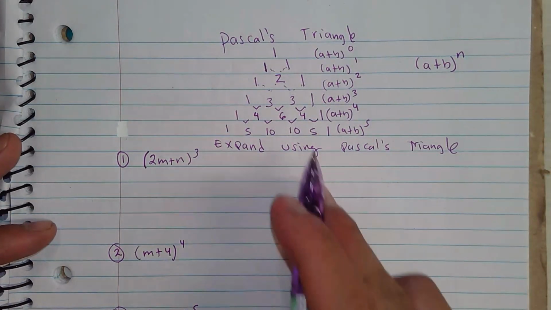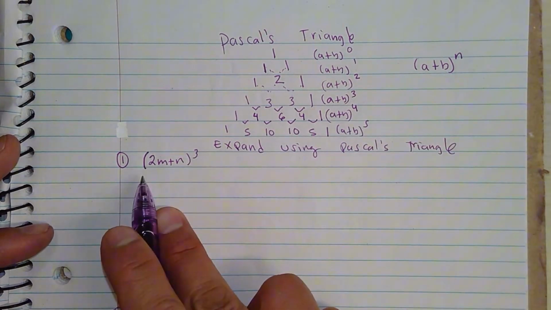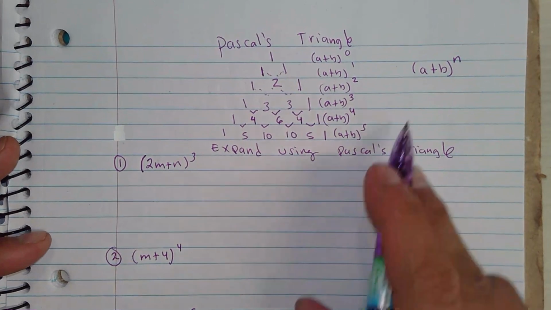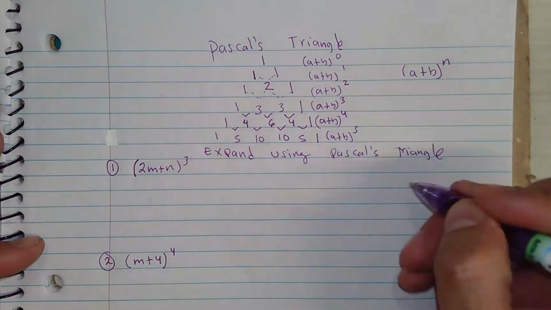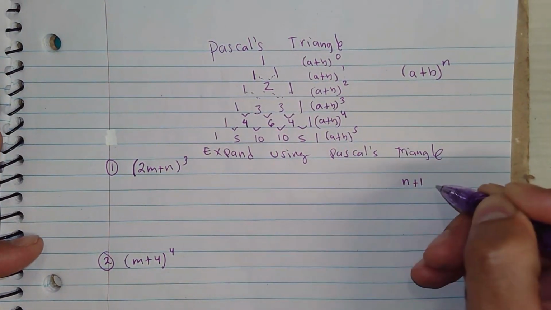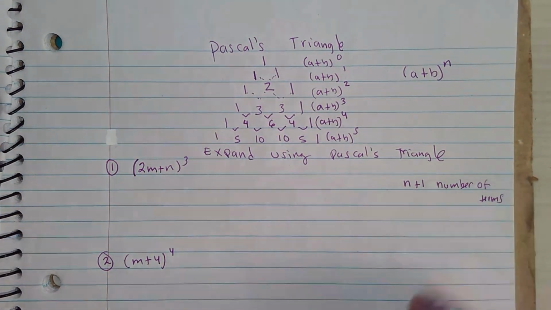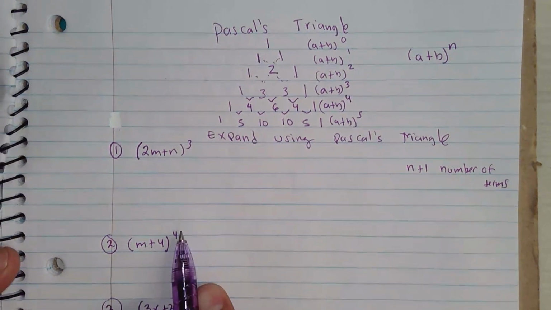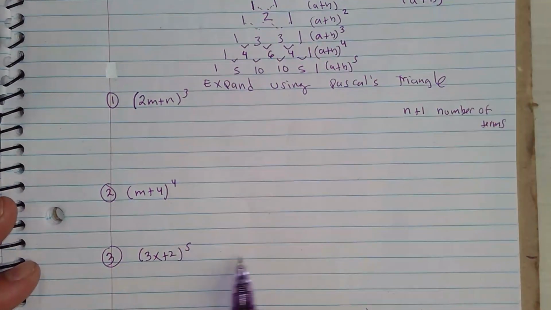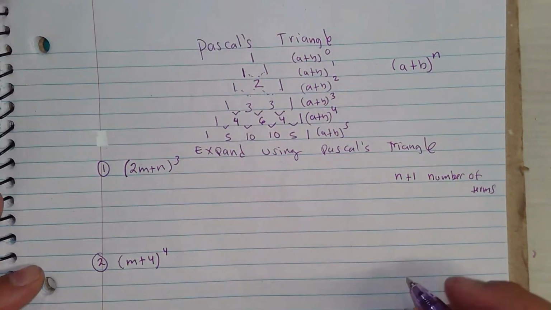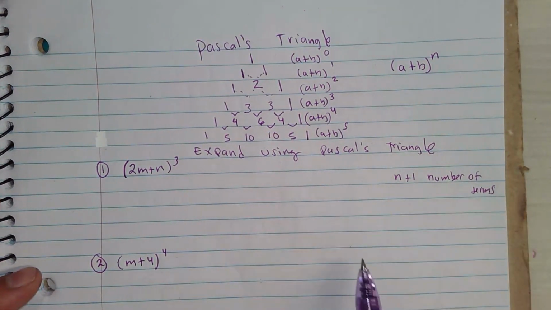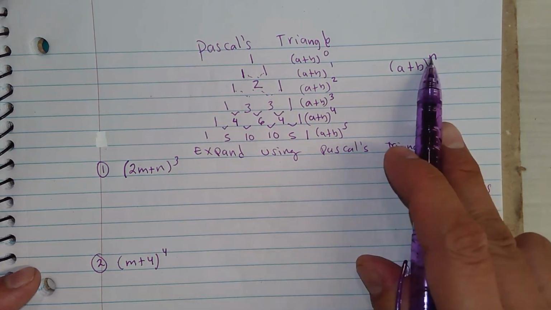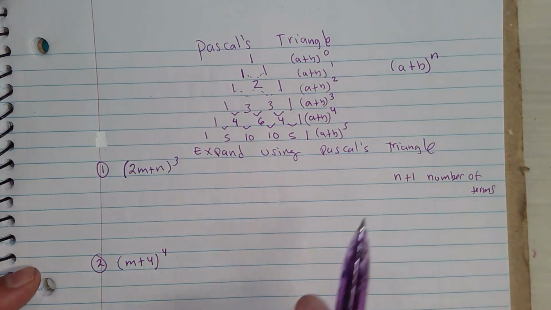Okay, so how do we use this to expand a binomial, like (2m + n) to the third, using Pascal's triangle? Well, you need to know that you're going to have n plus 1 number of terms. For example, if this is 3, that means I'm going to have 4 terms. If this is 4, then 5, and if this is 5, then 6, and so forth. You also need to know that the sum of the exponents has to equal n. So the sum of the powers is n.